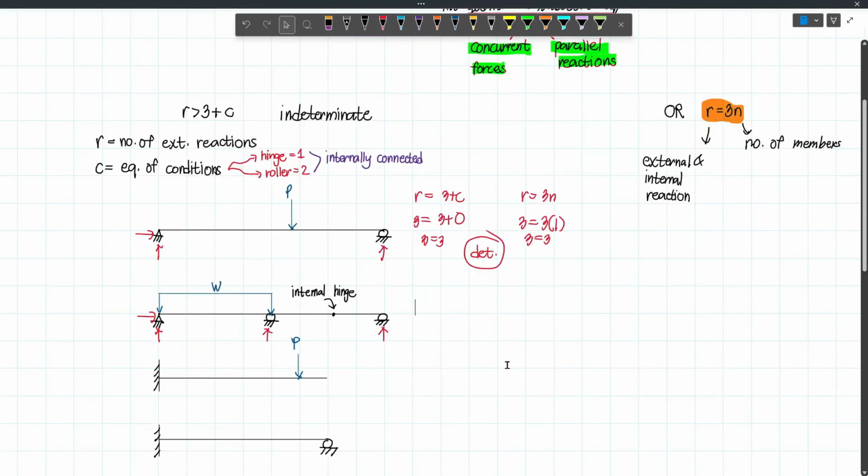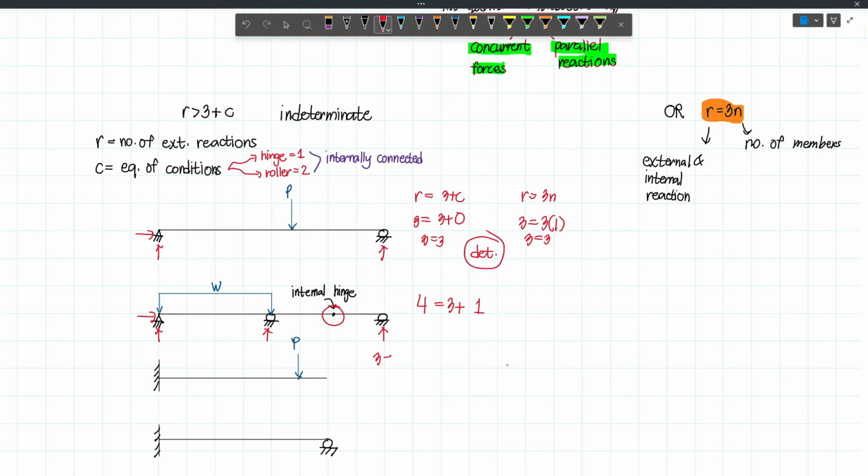In our next example, we have two reactions at the hinge, one at a roller, and another one at another roller. Essentially our R, the number of external reactions, becomes 4, and it is compared with 3 plus C, where C for the internal hinge is 1. Again, the guide is 3 minus the number of reactions in your internal connection.